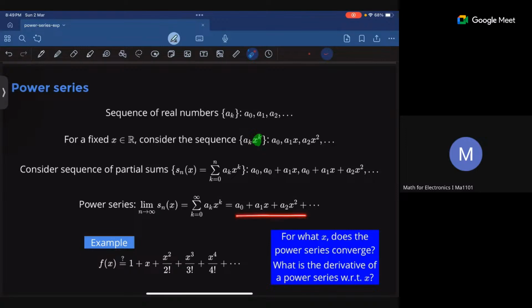So it's like a polynomial with infinite degree. Power series is that. Okay, you can think of it that way also. Okay, so that is power series.